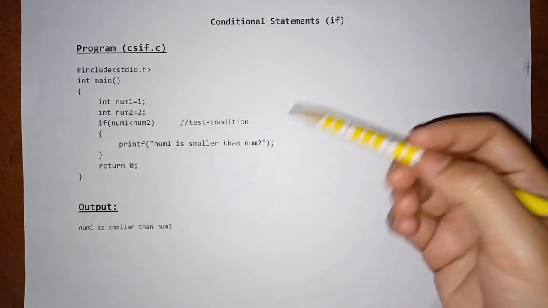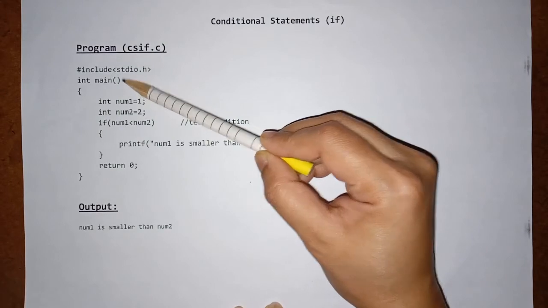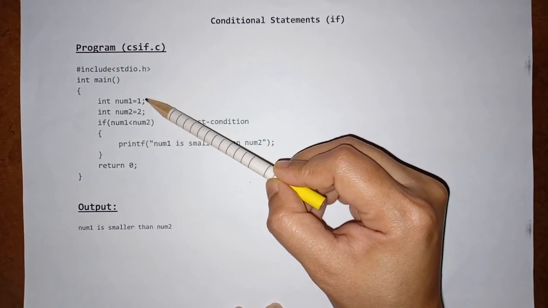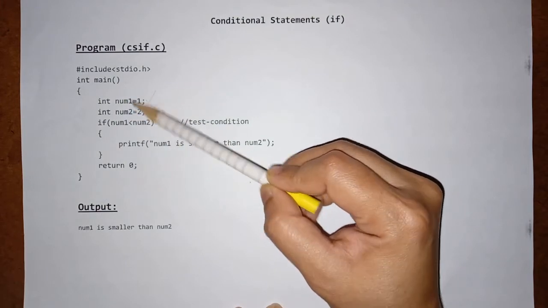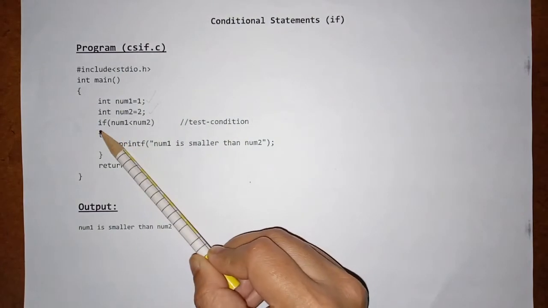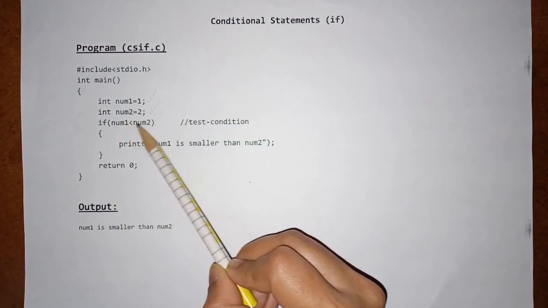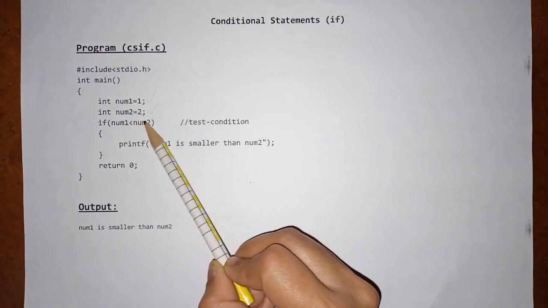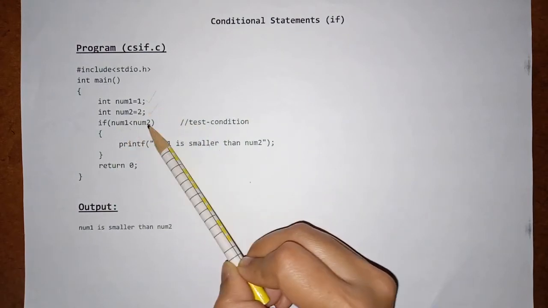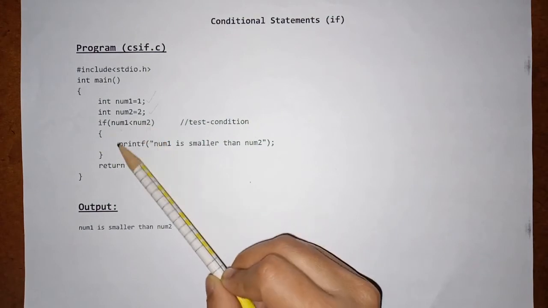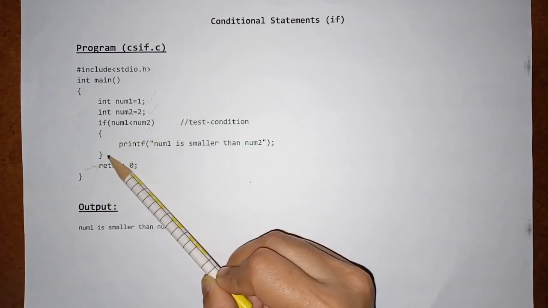This is another example for simple if statement. So starting from the header file, then we have a main function, and inside this main function we are declaring two variables, that is num1 and num2. Along with that, we are assigning values to num1 and num2. And here is our simple if statement, where we are going to check whether num1 is less than num2, right? So if this is true, what happens? Then this printf statement will get executed. If this gives us the result false, then this block will not execute. The control moves to the statement that is outside this block.